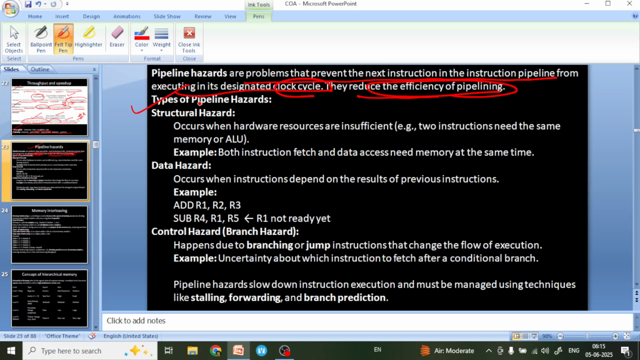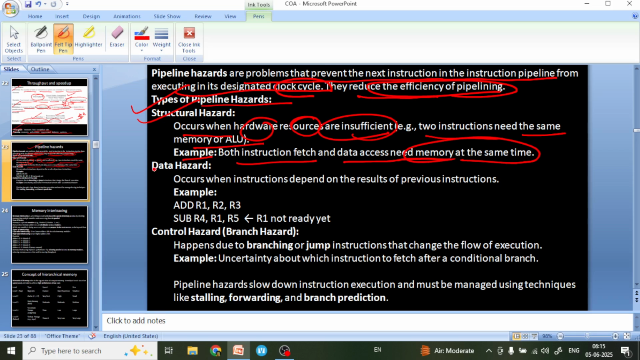And what are the types of pipeline hazards? Structural hazard occurs when hardware resources are insufficient, meaning two instructions need the same memory or ALU. For example, both instruction fetch and data access need memory at the same time. That is known as a structural hazard.